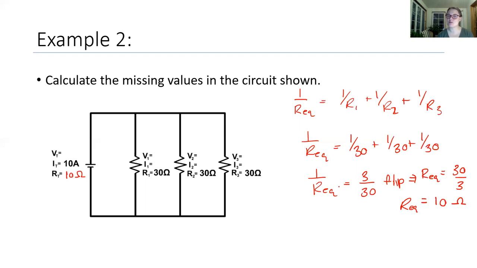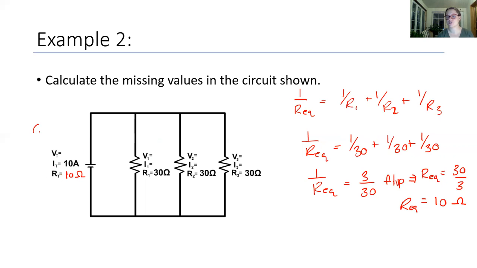10 ohms because basically electricity can flow through here, it can flow through here, and it can flow through here. It sees 1/3 of the resistance because it has 3 paths to flow, and they're all the same value. A little tricky to think of, but resistance is always less when you have a parallel circuit. Now we can use Ohm's law here.